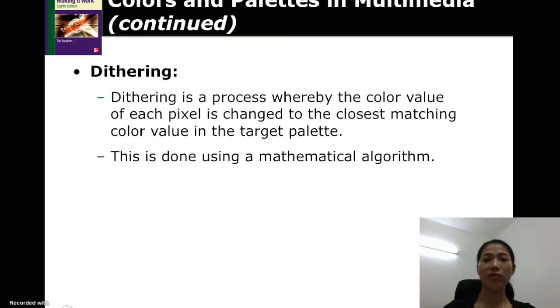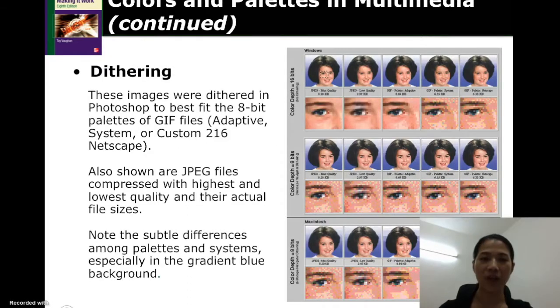Remember I was telling you earlier? I have another example of dithering here. These images were dithered in Photoshop to best fit the 8-bit palettes in GIF files, mainly the adaptive system and custom 216 Netscape. So this is the original picture in Windows. After the color determination and compression, you have the result done in Windows, and this is the result done using Mac.